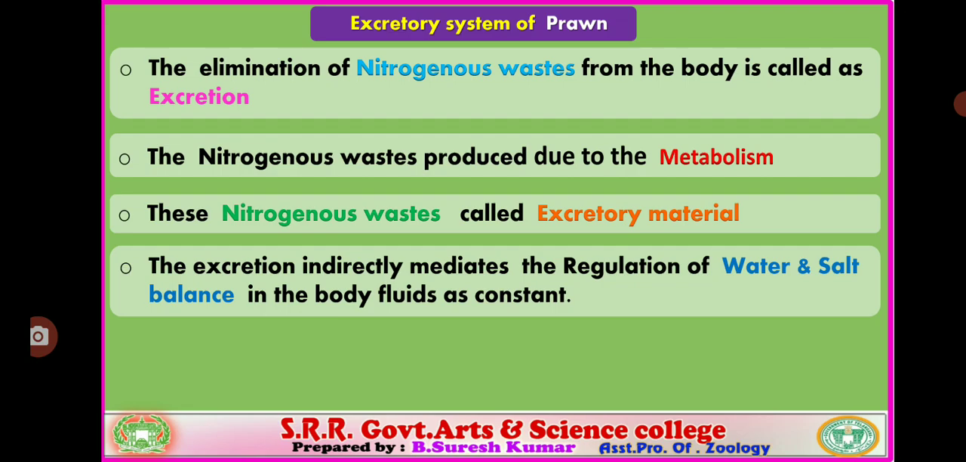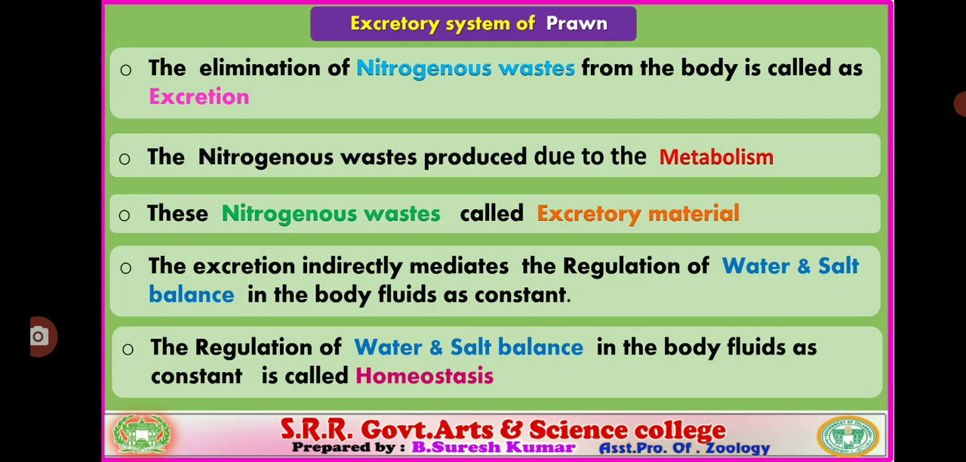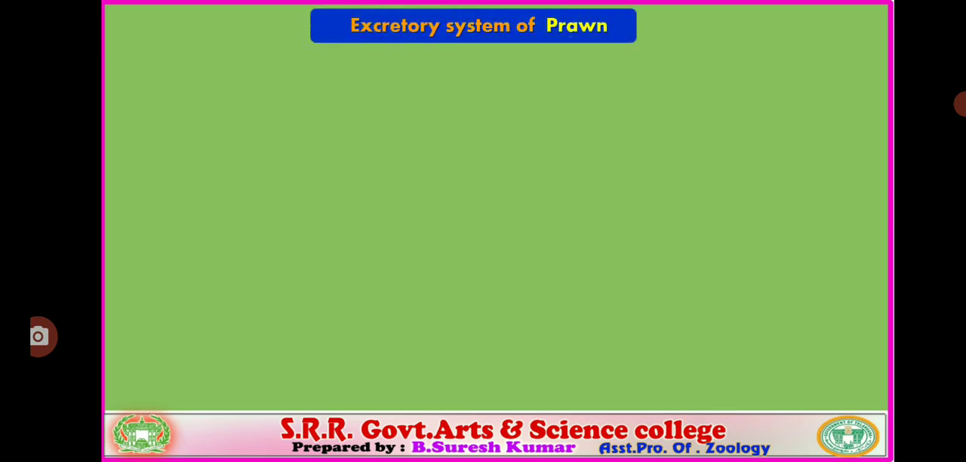So excretion indirectly mediates the regulation of water and salt balance in the body fluids. Due to excretion, what is achieved? The water and salt balance, the electrolyte balance in our body fluid, is maintained constant. Such a phenomenon is called homeostasis. Follow? So by excretion, homeostasis is achieved.